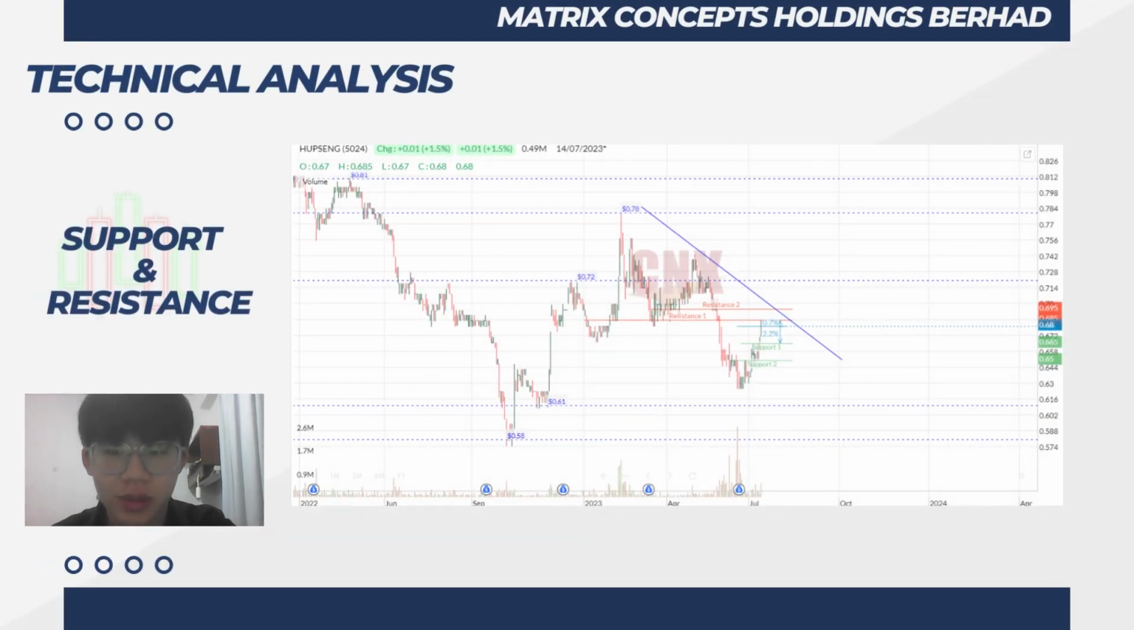For the last, we talk about the support and resistance. Asset industry stock price has been falling. This scenario demonstrates that sellers are in charge and ready to accept lower pricing.